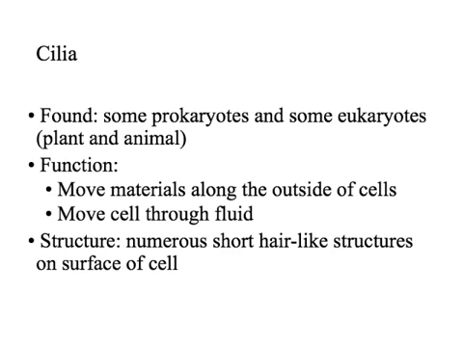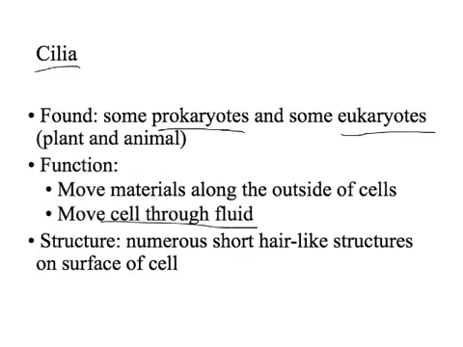Okay. So the next organelle are cilia. They're found in some prokaryotes and some eukaryotes, but not all prokaryotes, not all eukaryotes. And what they do, they're these little hairs that move materials alongside the outside of the cells, okay? And they also can help to move the cell itself a little bit.